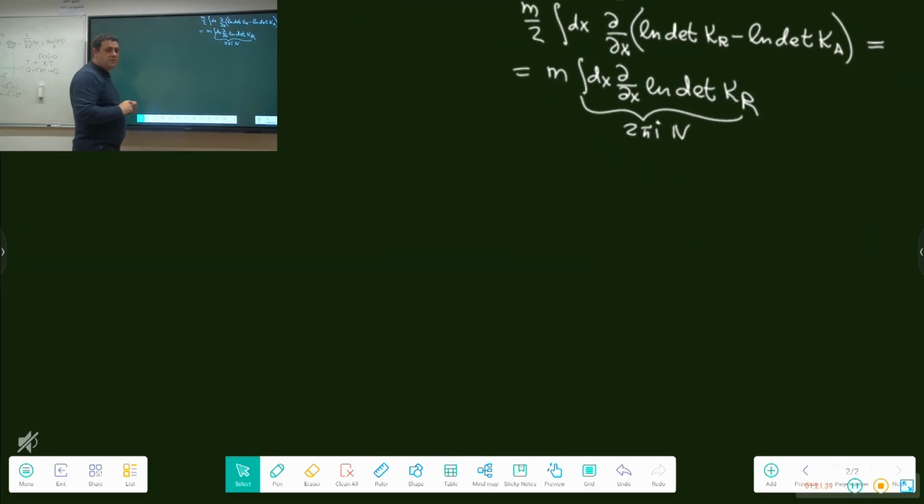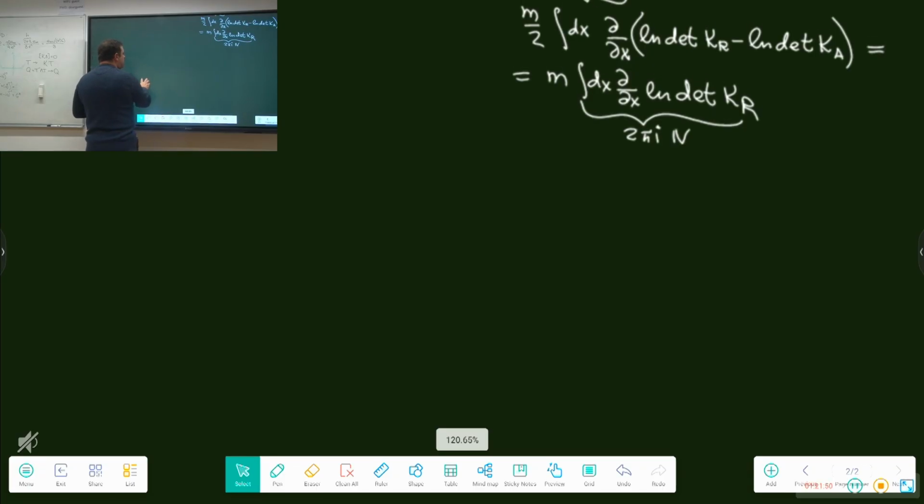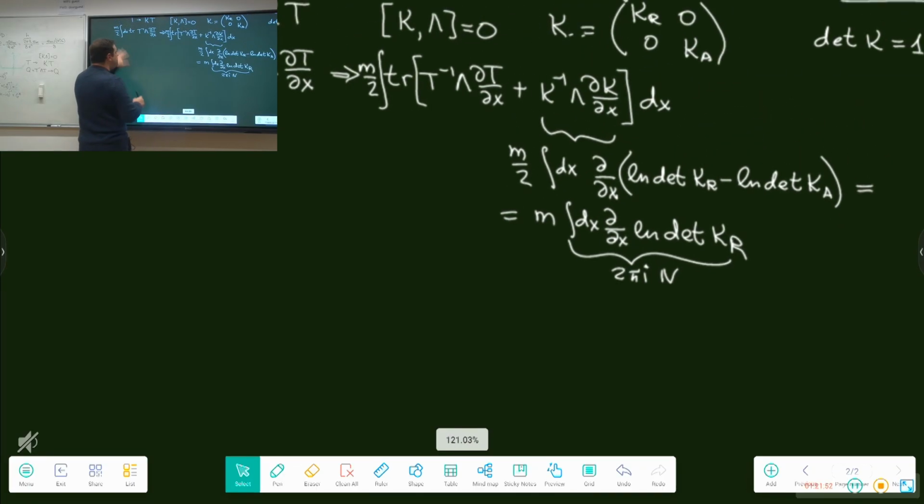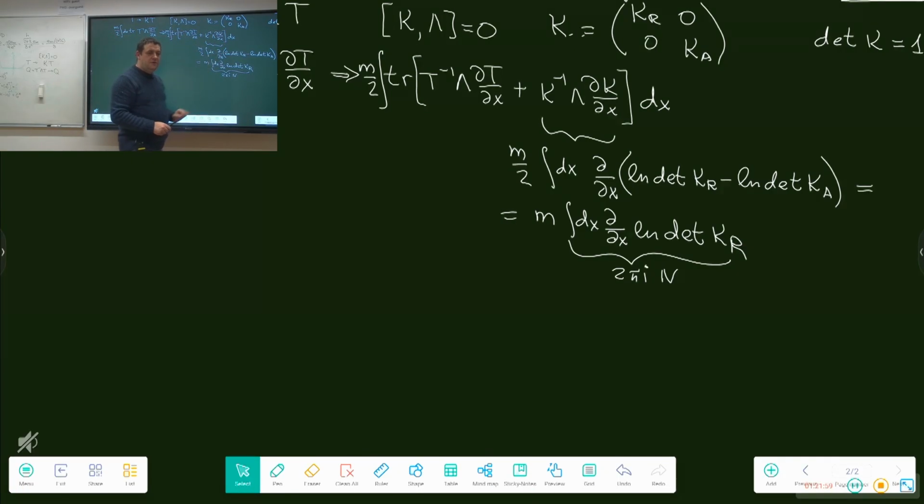Sorry, and what about the term with T? Which term? Just separate K and T. Calculate the input of K. Yeah, actually, this is a gauge transformation. So this term remains itself plus something. This something appeared due to gauge transformation.